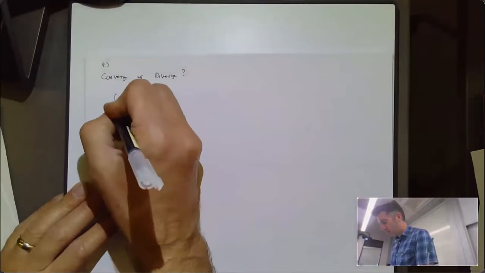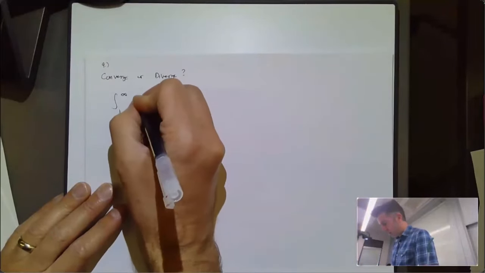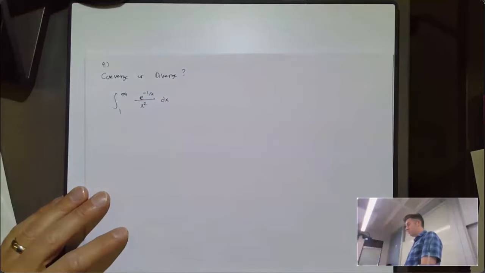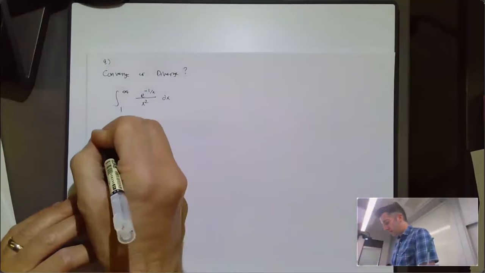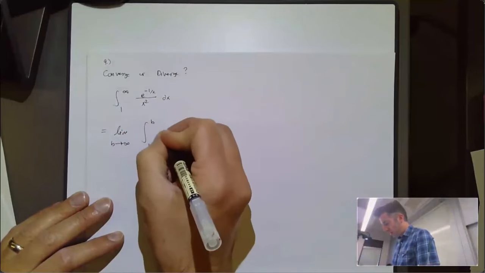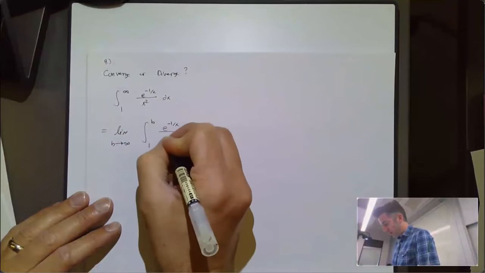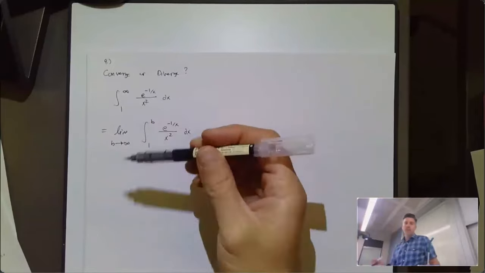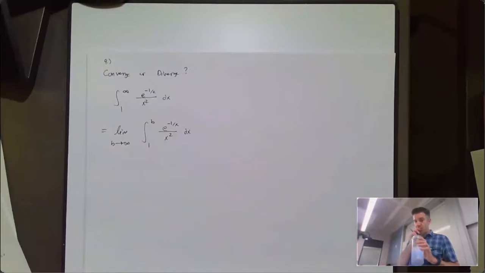We have the integral from 1 to infinity of e to the negative 1 over x squared dx, which I know I'm going to write as the limit as b goes to infinity of the integral from 1 to b of e to the negative 1 over x squared dx. I should point out, if this integral had been the integral from 0 to infinity, I'd have to break it up somewhere between 0 and infinity, probably at 1, although anywhere would be fine, because 0 and infinity are both problem points, because 0 is where this function is not defined. If you do have more than one problem point, you do have to break it up.